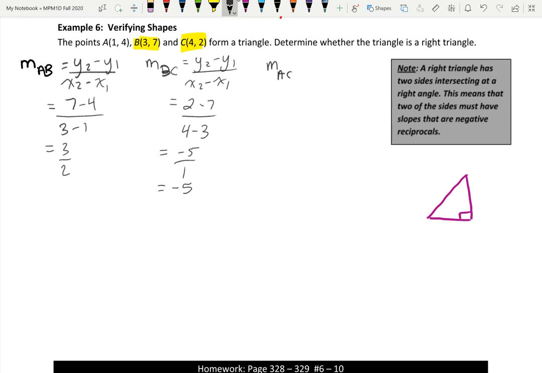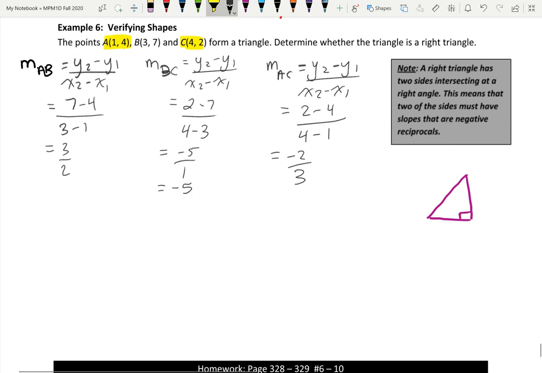And what about AC? So now I'm only using point A and point C. Okay. The line of AB and the line of AC have slopes that are negative reciprocals of each other, which means that they meet at that 90-degree angle. So this is actually indeed a right triangle.